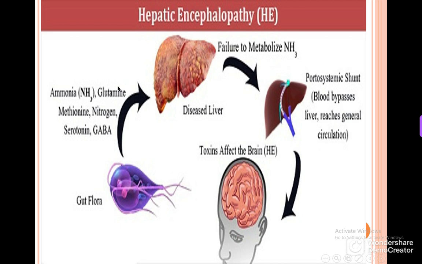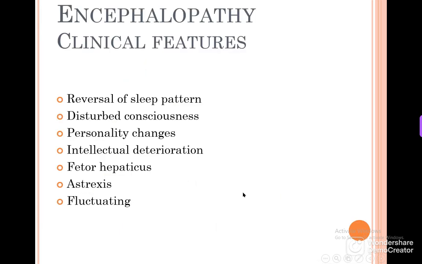Ammonia should be converted into ammonium, and there is a pathway, the ammonia-ammonium cycle. Otherwise, the ammonia, or the methionine, GABA, serotonin go directly into the right side of the heart, then the left side of the heart, and then to the systemic circulation. So they bypass it. It means that if they are bypassing it, the liver is not functioning. The liver is unable to catabolize properly. So the brain is affected by these toxic substances, and there is dysfunction of the brain.